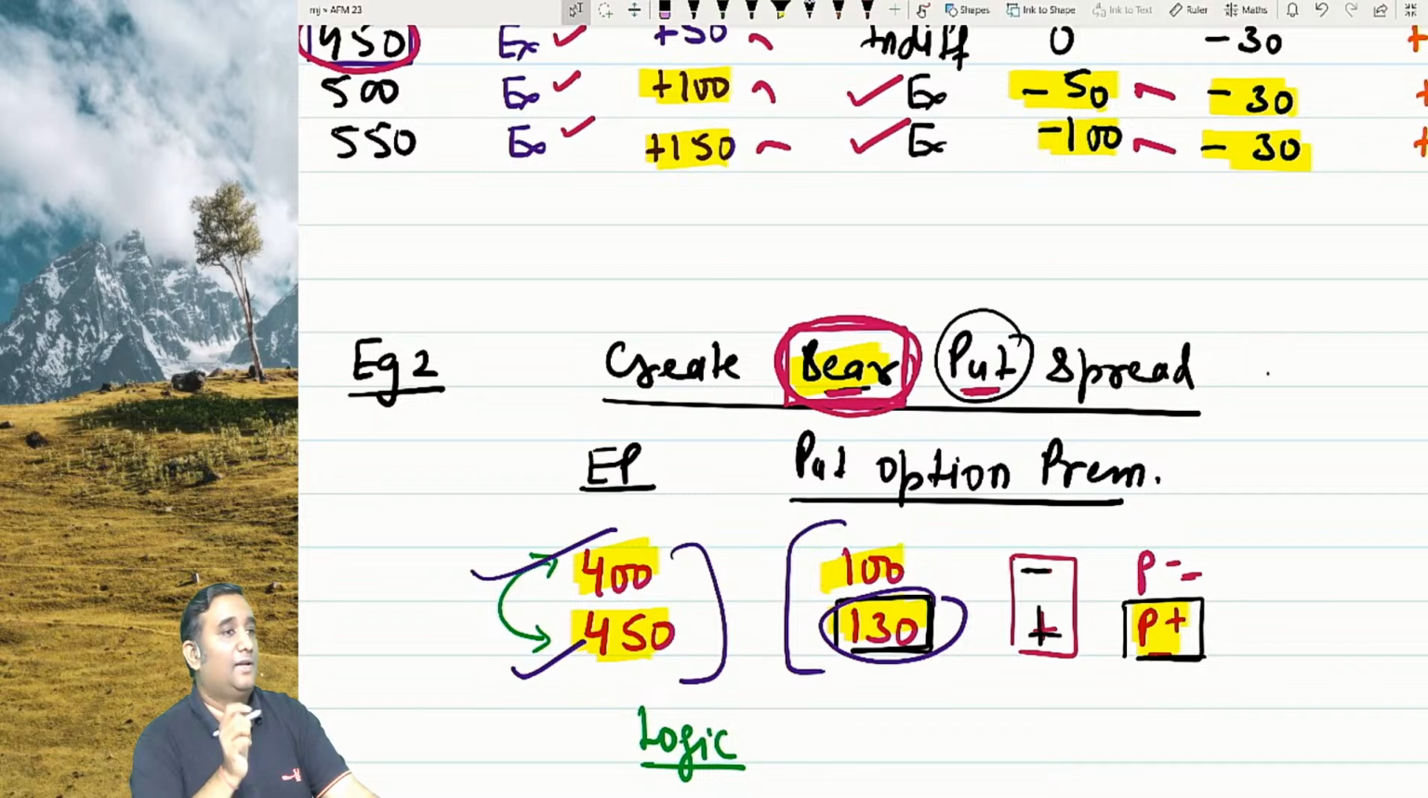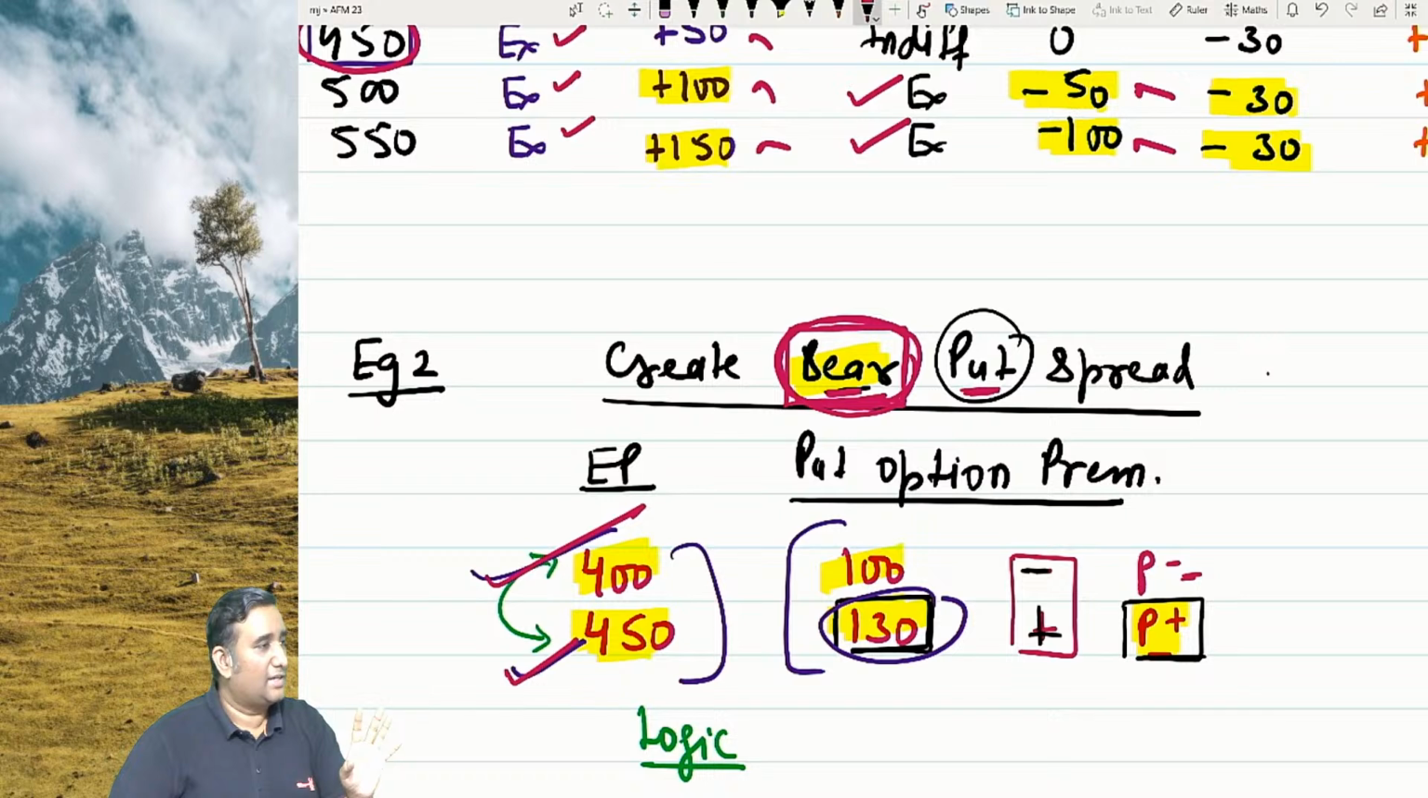No cheating in the exam. Plus minus is what? Bullish. Minus plus is bearish. In the exam, let's suppose you do not remember anything, and he is not asking logic at all. You do bearish. Whether it's a put or a call, bearish means minus plus. Minus at 400 and plus at what? 450. The logic is straightforward, I'll tell you, don't worry.